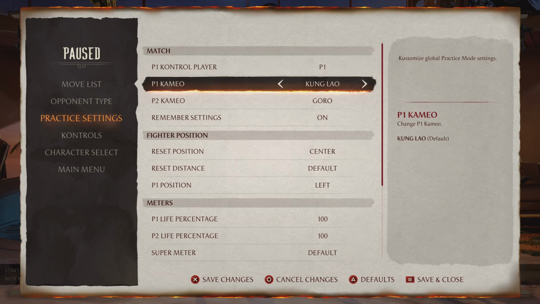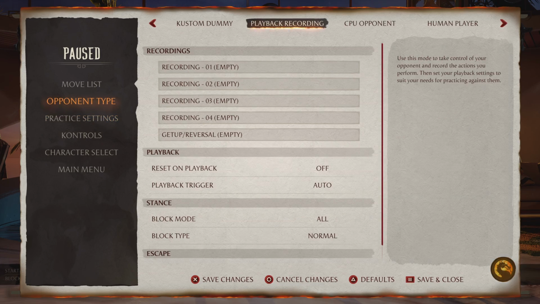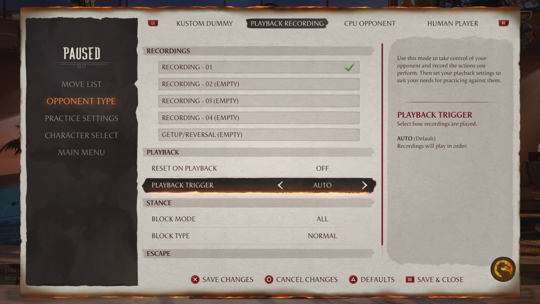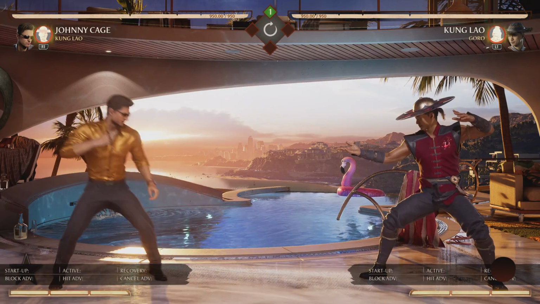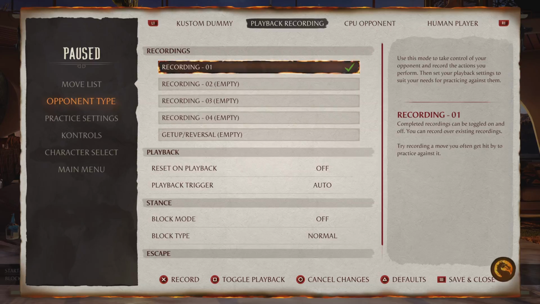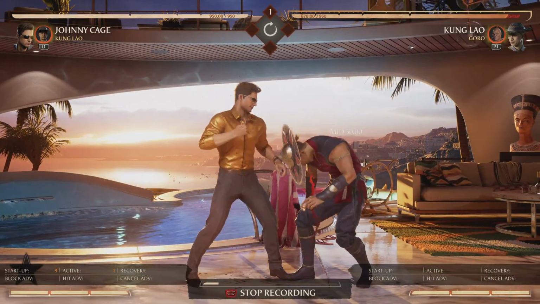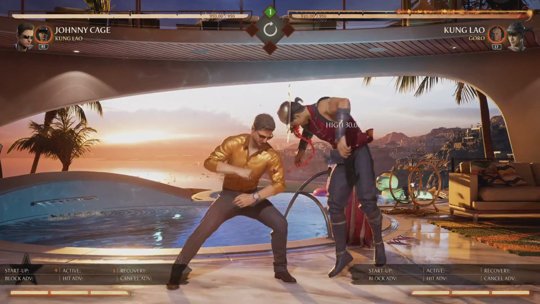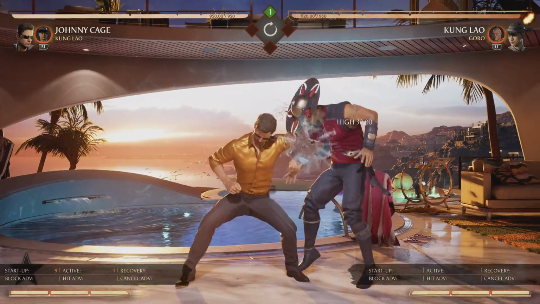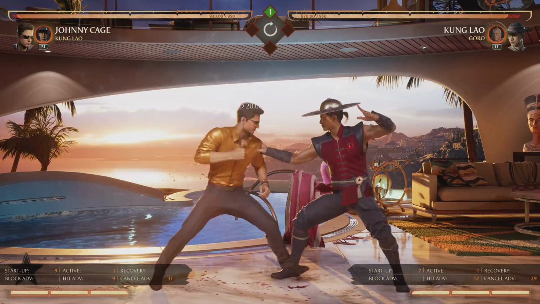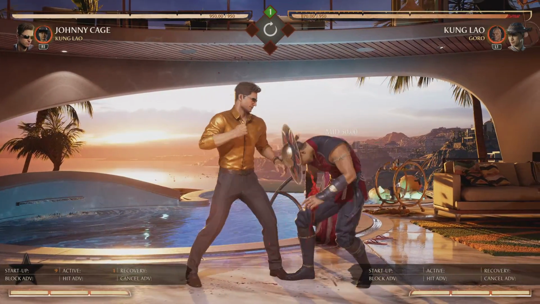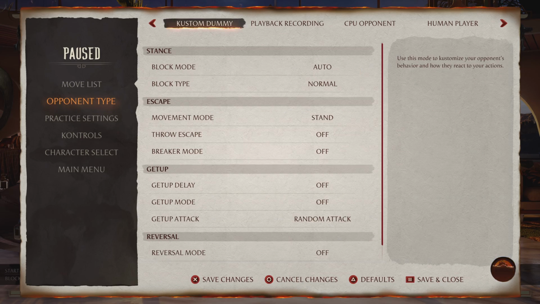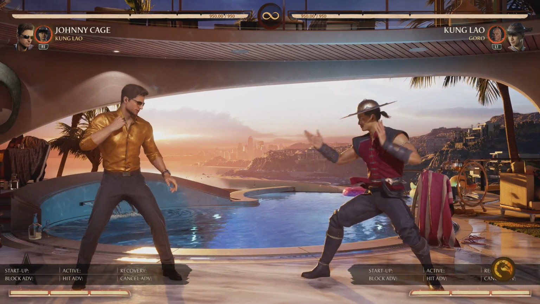I'm going to switch to Kung Lao, and I'm going to record Johnny doing forward 1. Whoops, I'm blocking. Let's turn that off. And I'm going to have him immediately do a move after. As Kung Lao, I am holding up. I am pressing every button I can right now, and I cannot do anything about it. That is why learning how to read frame data is super important.